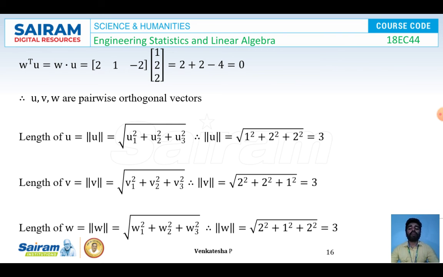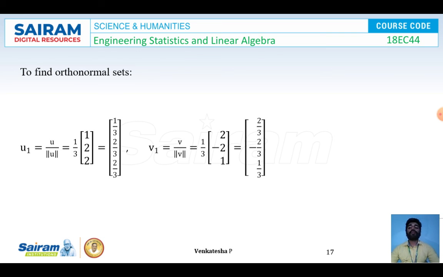Similarly, the length of w is given by norm w, which is the square root of w1 square plus w2 square plus w3 square. Therefore, I got norm w is equal to square root of 2 square plus 1 square plus 2 square. It is equal to 3. So now I'm going to find the orthonormal sets.